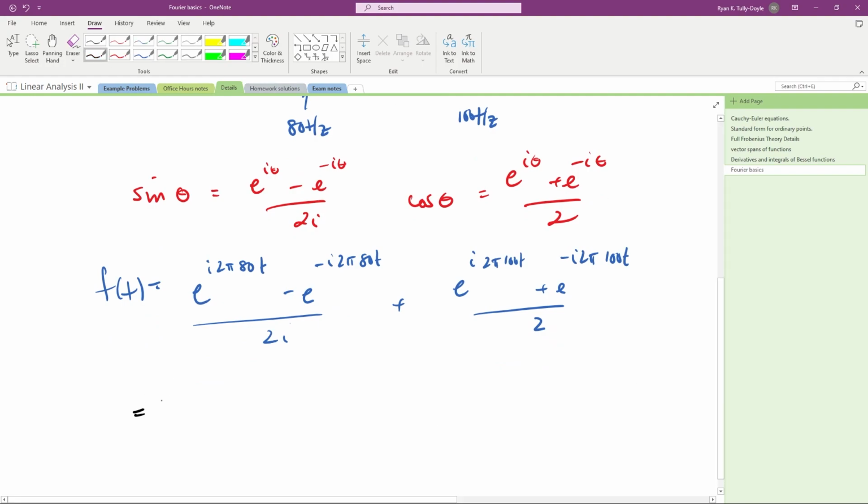This will be equal to, and the way that you usually like to think about these is you arrange them from lowest frequency to highest, starting with the lowest negative frequency and moving up into the highest positive frequency. So the most straightforward arrangement of this is going to be 1/2 e to the minus i 2 pi 100t, because that's the term that goes with n equal to minus 100 hertz. Remember that the negative frequencies just travel in the opposite direction as the positive.